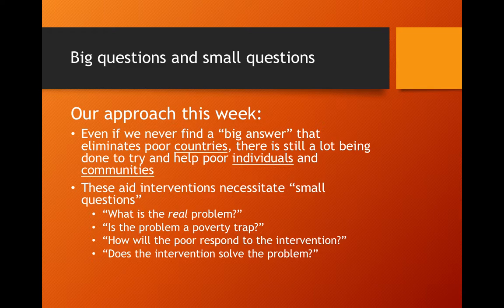So there are a number of questions that we need to ask, and these are small questions. Rather than the big question of why countries are rich or poor, we're going to learn to ask a number of small questions. So first of all, what is the real problem? When we're talking about food, is it a lack of calories? Is it a lack of micronutrients? What is it? Is the problem a poverty trap? So we will talk in a minute about what a poverty trap is.